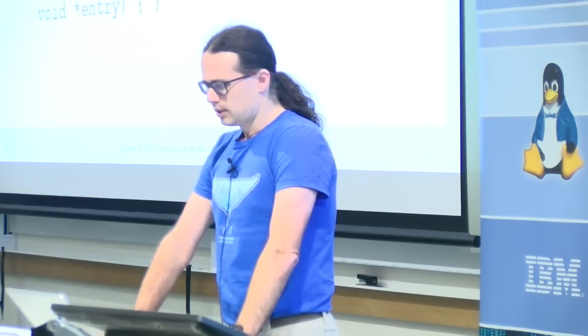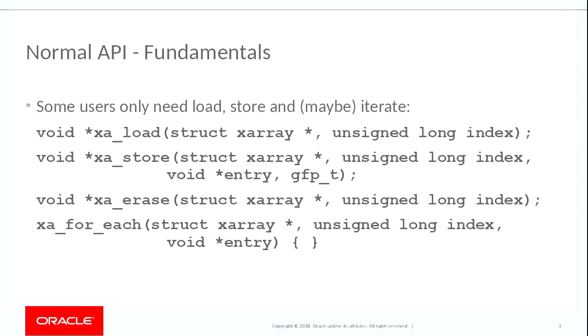So most users only need to use these three or maybe even four functions. You know, you load, you store, maybe you erase rather than storing a null. Some people prefer that. And you can iterate over it because, you know, counting from zero to infinity takes quite a long time. So we have XA for each, which will execute the loop once for each non-null entry in the XArray.